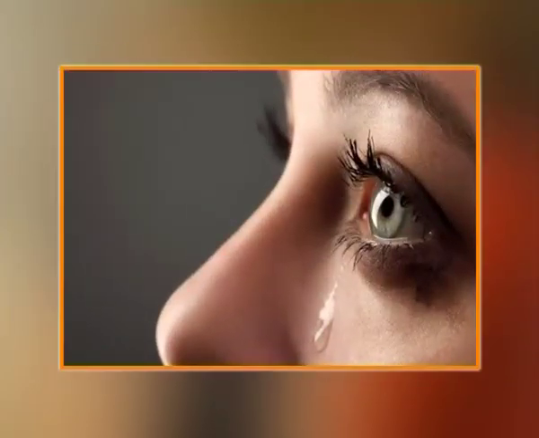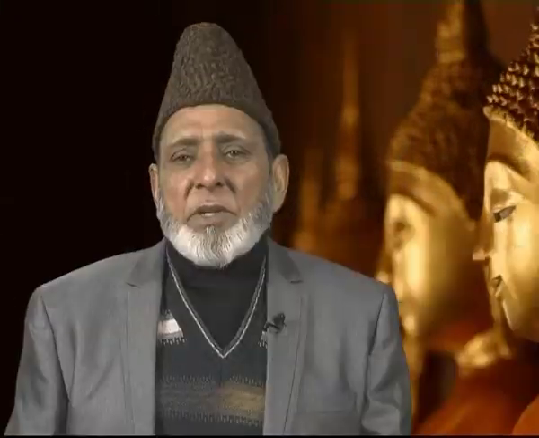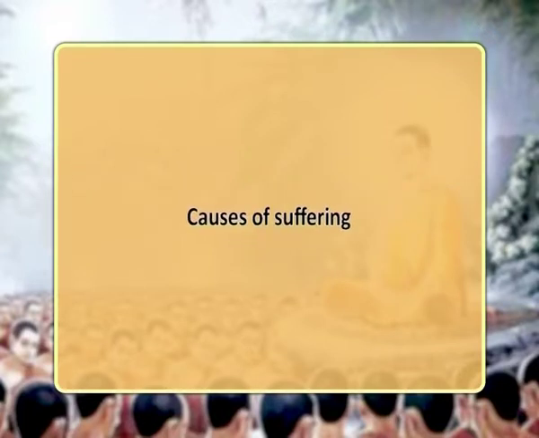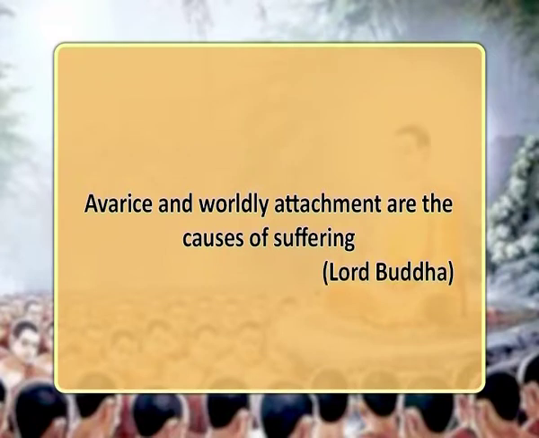In order to make the people realize the concept of soul, sorrow, rebirth and salvation, Buddha made efforts to apprise them of the cause of sorrow in human life and gave them tangible ways of riddance from suffering in the form of some basic truths known as principles of Buddhism. Now, these principles are: 1. Suffering. He said life is full of sorrow, sufferings and mental anguish. 2. The cause of suffering. He said avarice and worldly attachment are the causes of suffering.